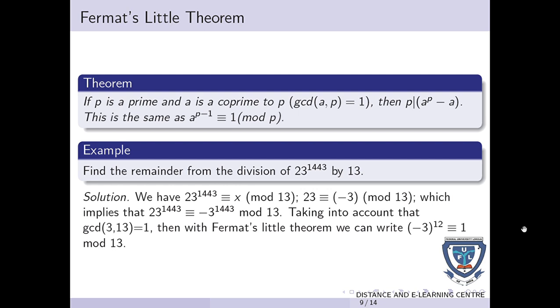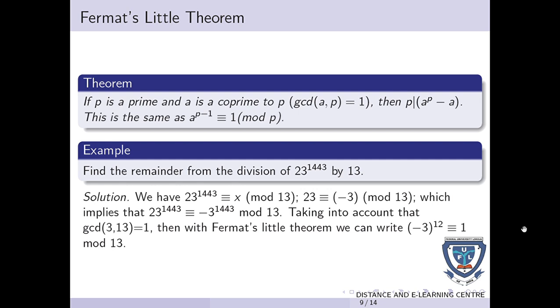Find the remainder from the division of 23 raised to power 1443 by 13. So you are going to evaluate 23 raised to power 1443 divided by 13. What are you going to get as the remainder? That's what the question is all about. Now, solution. We have that 23 raised to power 1443 will be congruent to x modulo 13.